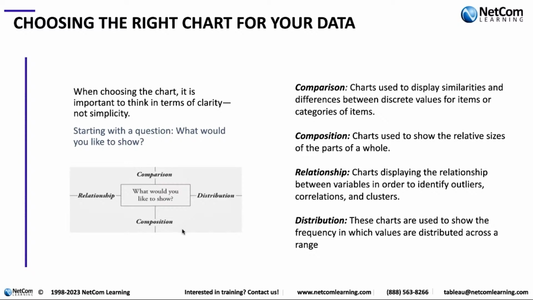The first one, in comparison, we want to compare things that are similar, or we want to look at the differences between, for example, discrete values for items or categories for an item. In terms of composition, we can look at the different sizes or parts of a whole. In terms of relationship, we're looking at charts that display the relationship between variables in order to identify, for example, outliers, correlation, or even clusters of those data points. And then if you look at distribution, these charts are used to show the frequency in which values are distributed across a range. So let's take an example.